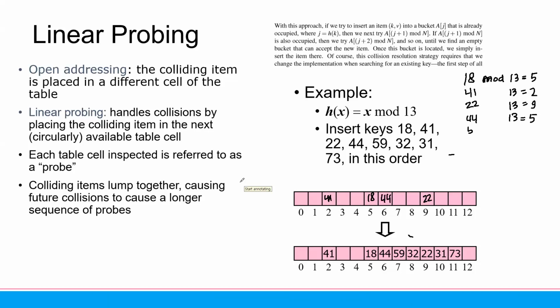What is 59? 59 mod 13? 7? Yeah. 7. Okay. Then we can put 59 in the index 7. And then we have 32. 32 mod 13. It is 6.